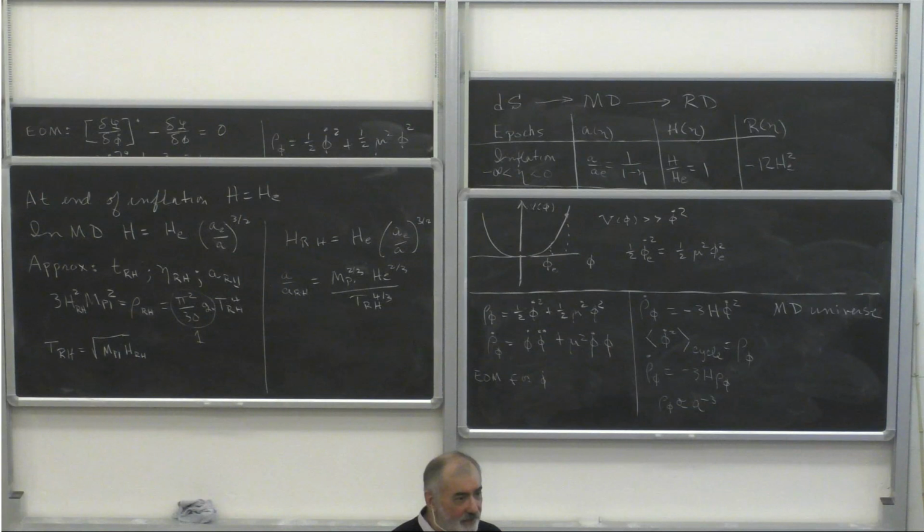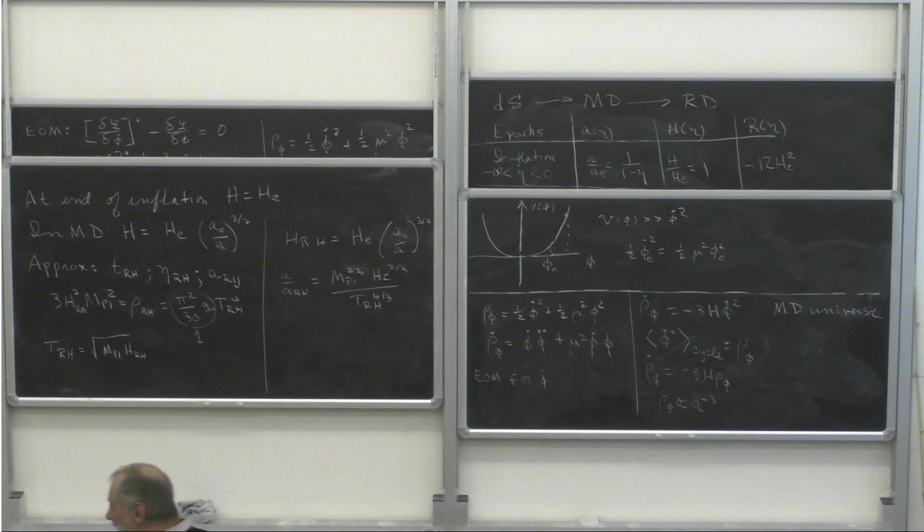Yes, there's a question here. He asked about the Higgs. Could the Higgs be the inflaton? The spectator field, yes. The Higgs will be created due to the expansion of the universe. The Higgs is not a good candidate for the inflaton field because its mass is too light.